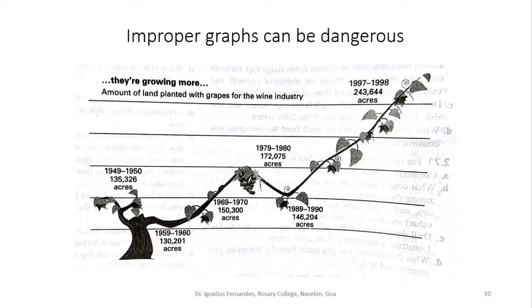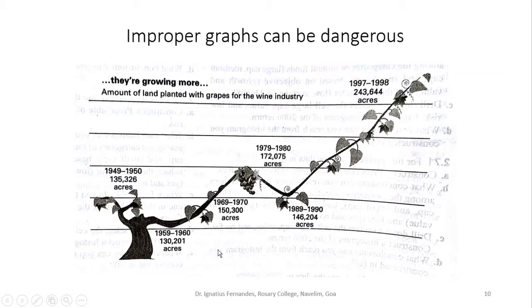It is also advisable to use some innovative ideas to present your data. But while you do that, you should make sure that you are presenting it properly. This is one picture which gives you the amount of land planted with grapes for the wine industry. It's a beautiful picture, and it intends to show that the amount of land that was planted was increasing from 1949 to 1998. But there's a slight problem with this picture.